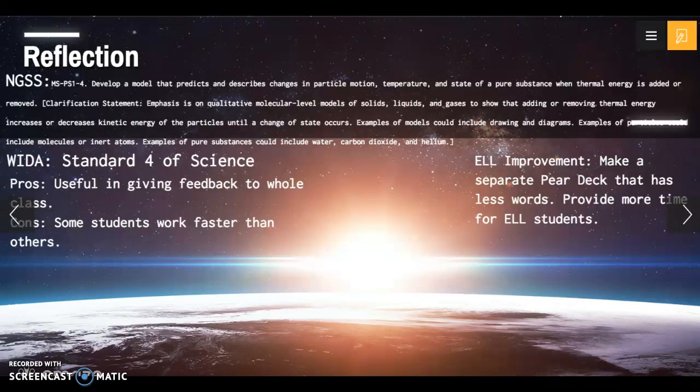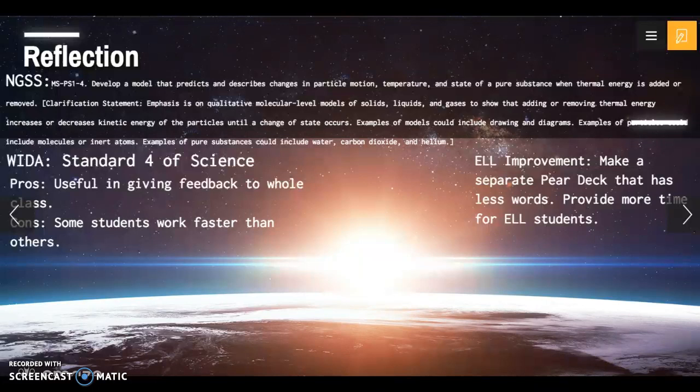A con would be that some students work faster than others, which leaves them very bored until we get everyone answered and can move on, especially with this sort of class, which is very off task and has a very short attention span. As such, I would improve this lesson by perhaps making separate Pear Decks with less words, make it so that you can answer bits and pieces a lot quicker. This way I can also provide more time for ELL students.